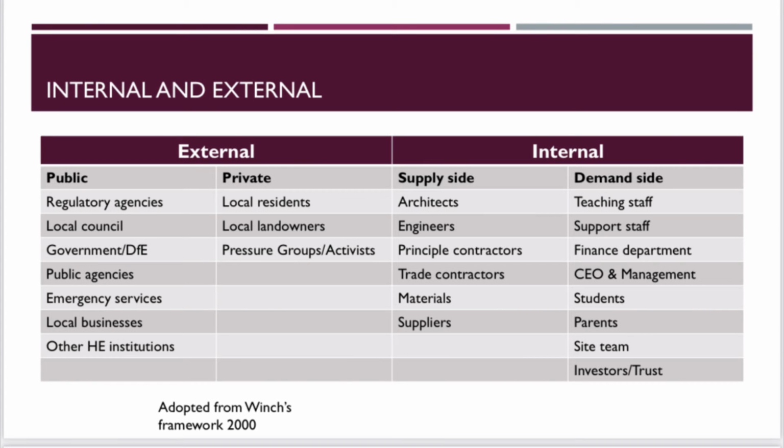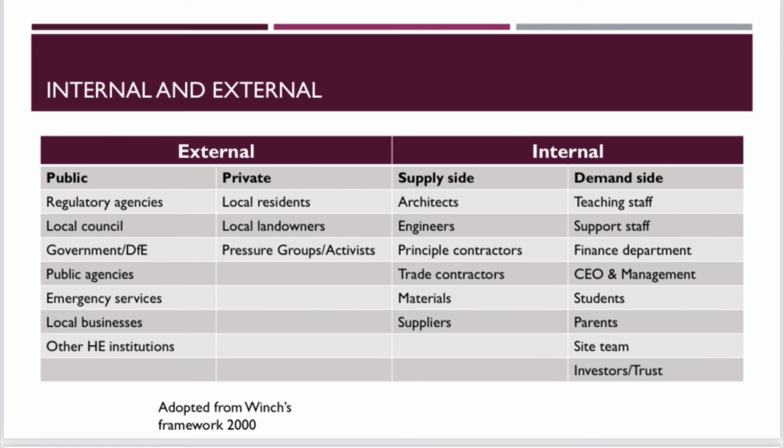When looking at the register, it's important to also identify whether stakeholders are external or internal, depending on the influence they have and how much control you have. For external, they can be split up into public and private, where in the public area you have emergency services, local businesses, the government and the local authority. And for private external stakeholders, you have local residents and landowners and possibly pressure groups or activists.